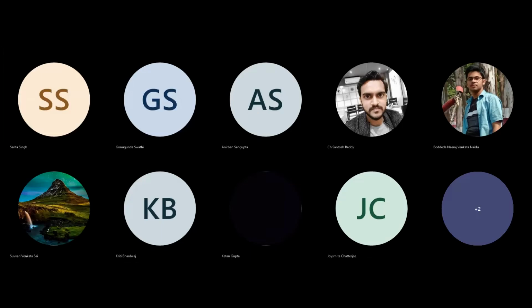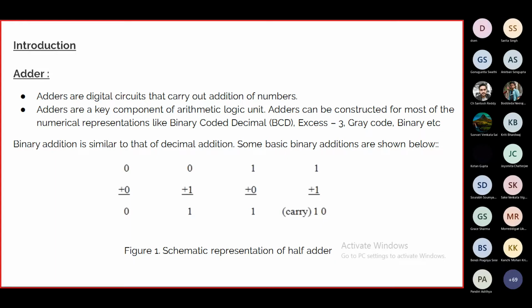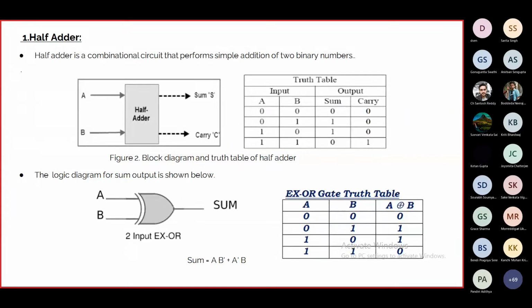So when we convert 2 into binary digits, that becomes 1 and 0. So here 1 is the carry and 0 is the sum. The next part we are going to discuss is the half adder. So what is a half adder? A half adder is a simple combinational circuit that performs simple addition of two numbers.